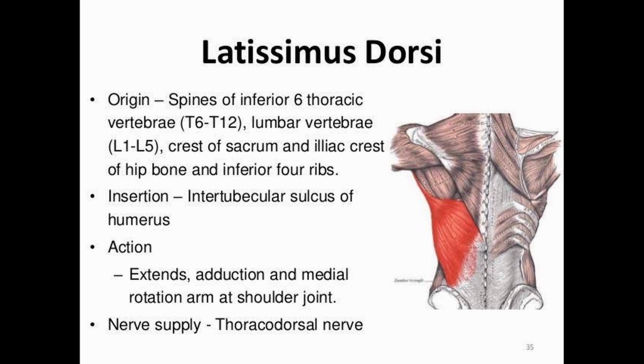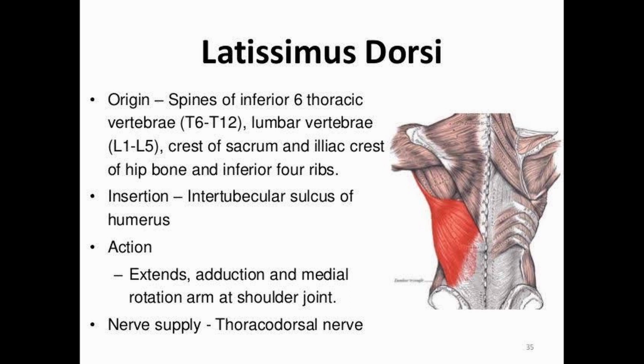Now the action of the latissimus dorsi. The latissimus dorsi helps in extension, adduction and medial rotation of the arm at the shoulder joint, and the nerve supply of the latissimus dorsi is the thoracodorsal nerve. So this is the latissimus dorsi muscle.